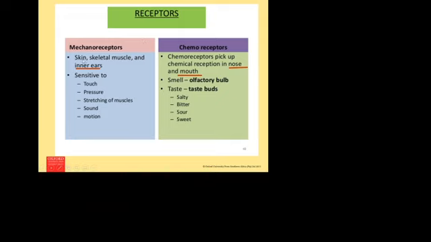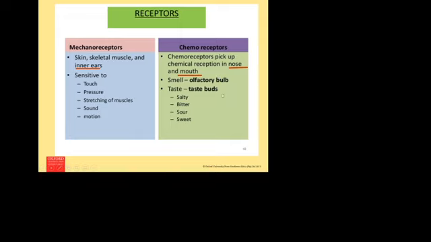Mechano is responsible for the senses related to skin, muscle, and inner ears, and chemo is related to the senses of the nose and mouth. So mechano is sensitive to touch, pressure, sound, and movement, while chemo is responsible for smell and taste. There are olfactory receptors in our nose, and taste receptors on our tongue.